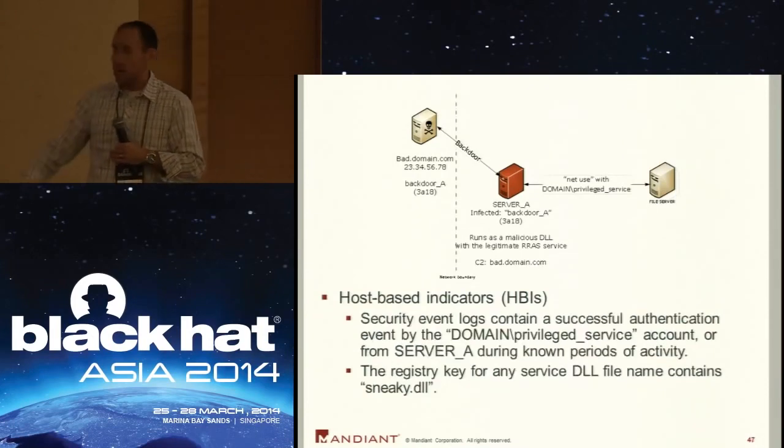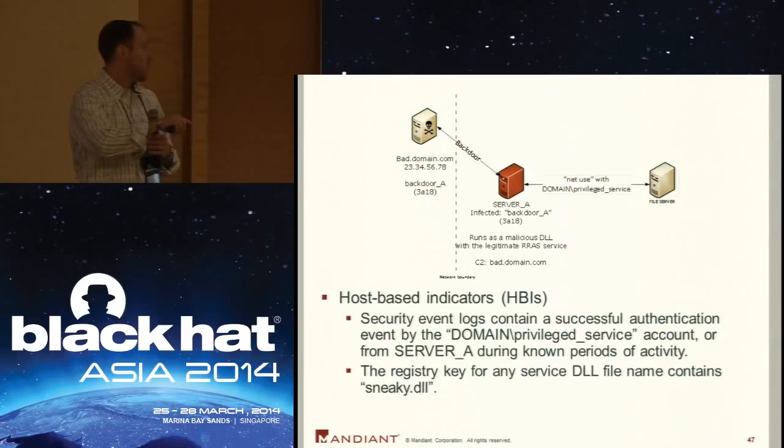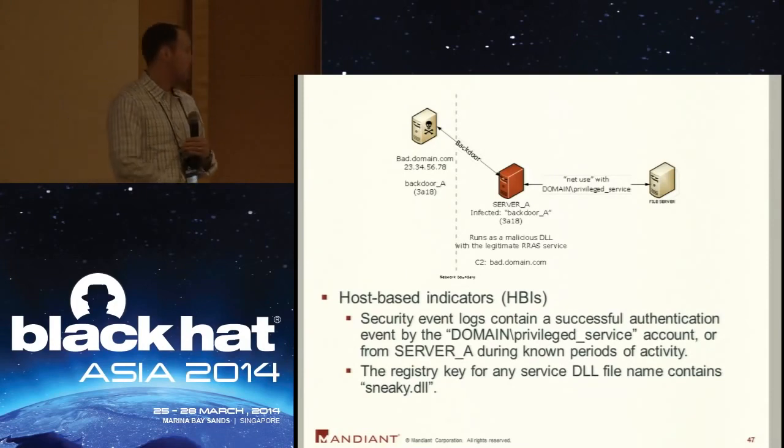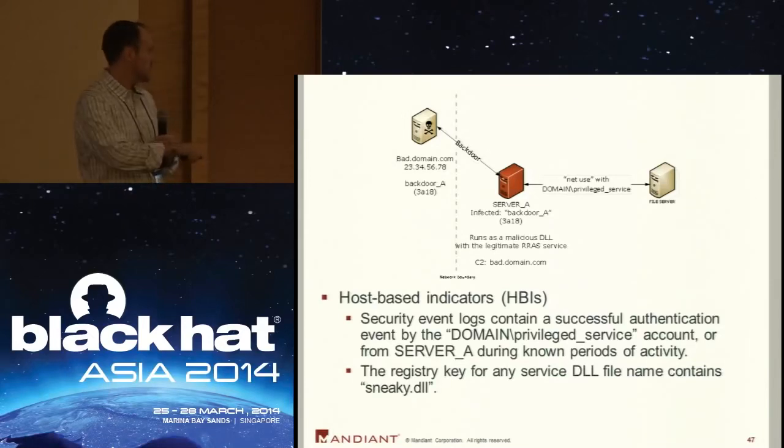Host-based indicators continued. Other things we talked about: if the security event log contains a successful authentication from this privileged account, or if it contains a logon from server A. This is where having the SIEM, being able to do the log queries, is going to really help you identify other systems. Another thing is that from your analysis of server A, this particular service persistence mechanism has a registry key that references a particular DLL name. If the name's different you might not find it, but you can look for this sneaky.dll and may find that same malware.